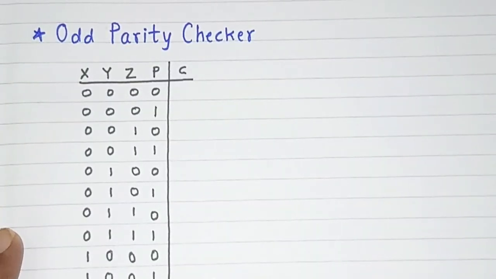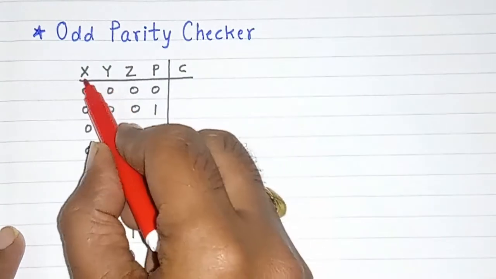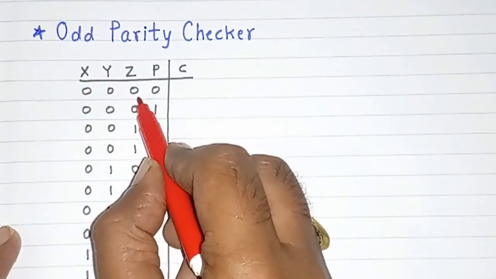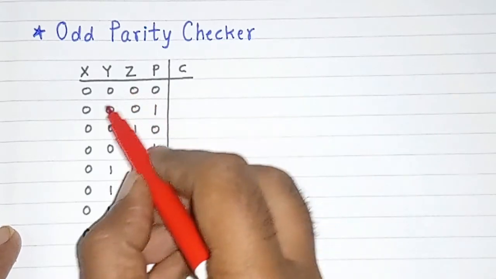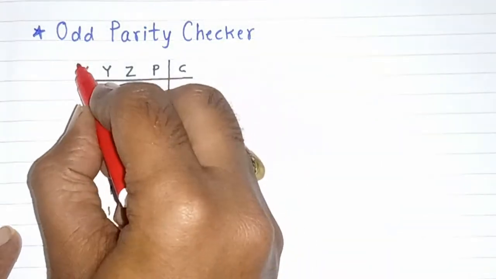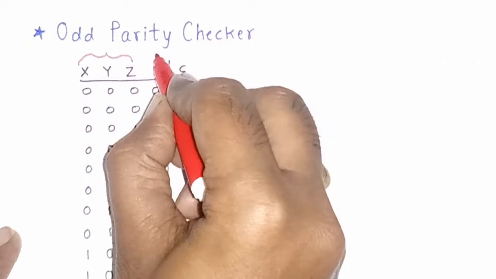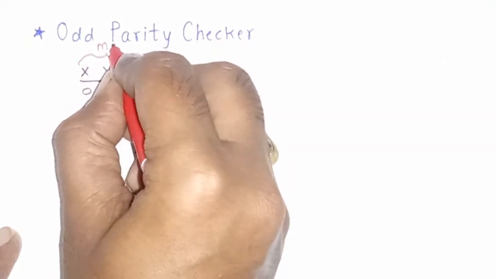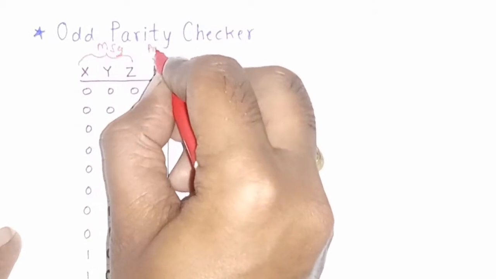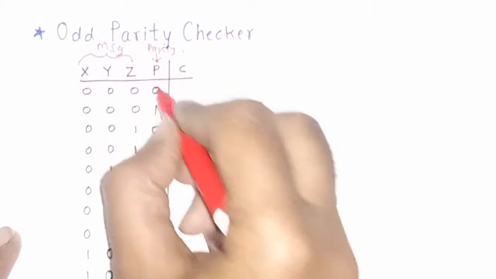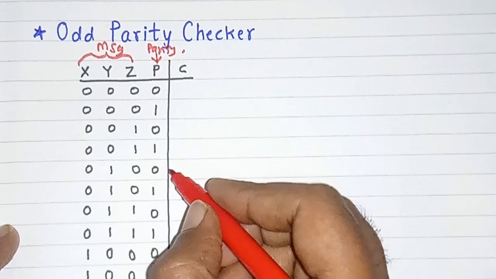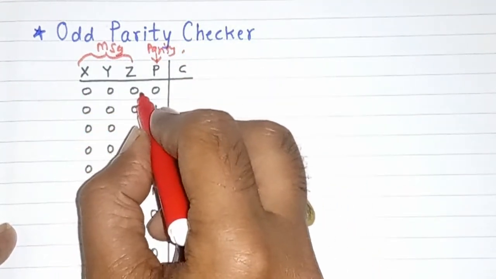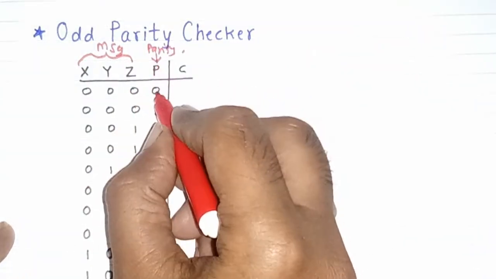So here, consider that X, Y, Z, P are the input bits to the receiver. That means the transmitter is sending this 3-bit message along with this 1-bit parity. So here, message bits and parity bit. P is for odd parity. That means if the number of ones in XYZ is odd, then P will become 0.